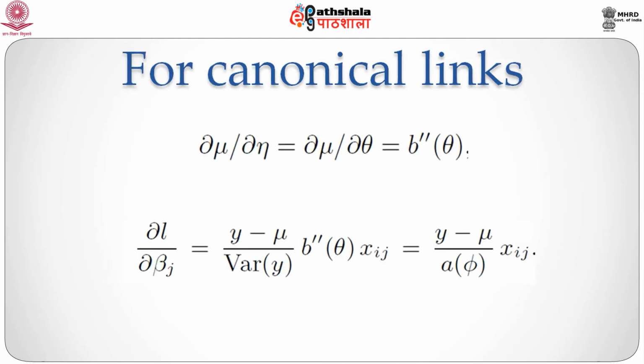For canonical links, there is also some simplification to the score function. So del mu del eta is equal to del mu del theta, which is equal to b''(theta). Substituting this into the score equation, we get del L del beta j equal to (y minus mu) over variance of y, b''(theta), x_ij. And using the fact that variance of y is b''(theta) times a(phi), we get the simplified form del L del beta j is equal to (y minus mu) over a(phi) into x_ij.